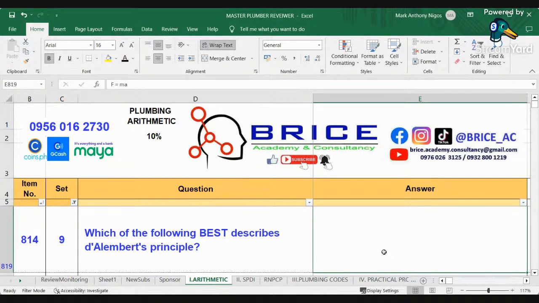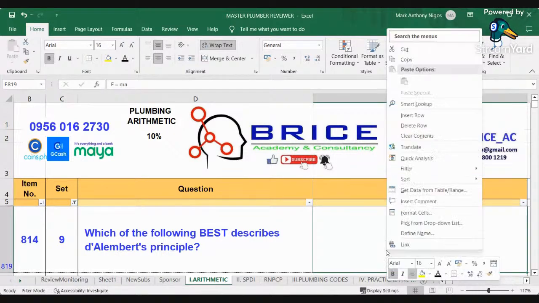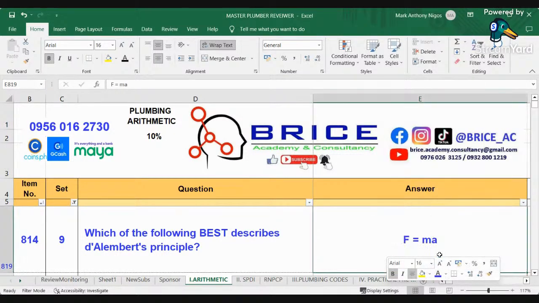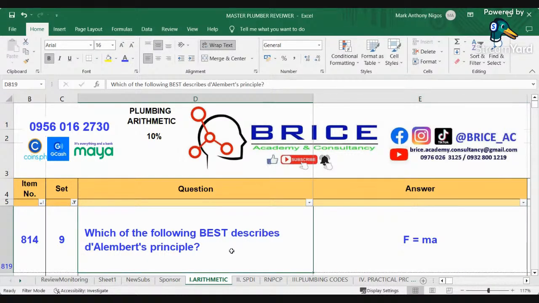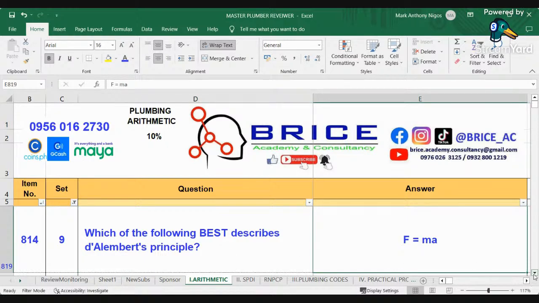814. Which of the following best describes the D'Alembert's principle? The answer is F is equal to M times A. Di ko na pinakita yung iba, no? Pero yung ibang choices kasi, first law of motion, stress is directly proportional to the strain, F is equal to Kx. But the answer is F is equal to M times A. Which of the following best describes the D'Alembert's principle? The answer is F is equal to MA.